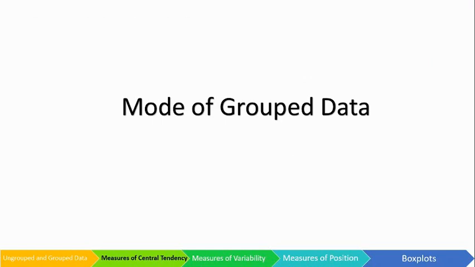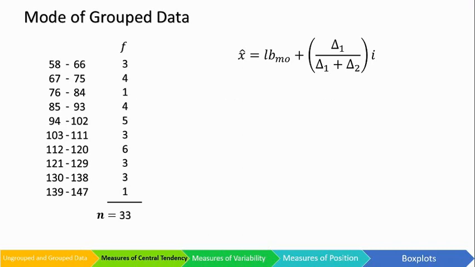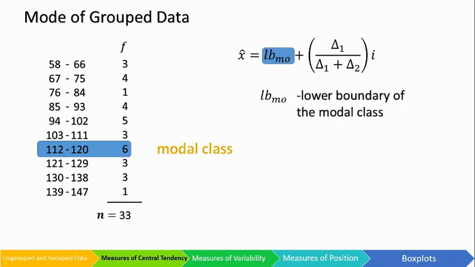And we are down to the last measure of center, the mode. The formula in finding the mode of group data is shown at the right, and the key to finding it is beginning with the modal class. 112 to 120 is the class with the highest frequency, and so we can expect to find the mode in this class. The LB sub MO in the formula is the lower boundary of the modal class. Do you remember how to find the lower boundary? And if you say that it is 111.5, then you got it right.